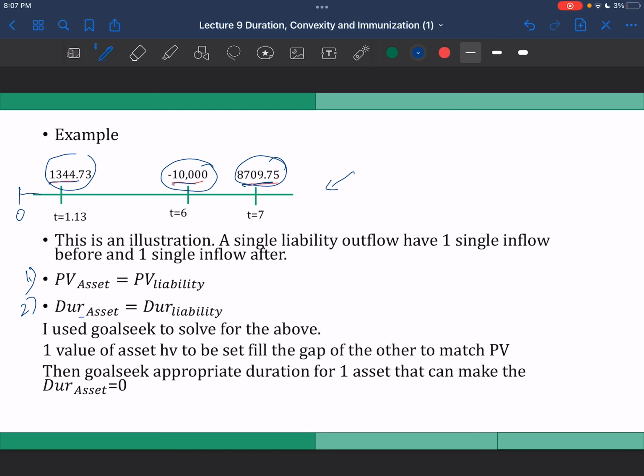Okay, done with the three types of immunization. If you see, the Redington immunization is the most practical. Exact matching is too impossible. The full immunization is also very tedious and quite impossible. So the Redington immunization is the most practical.